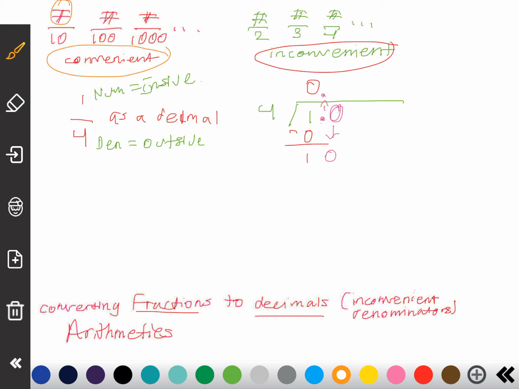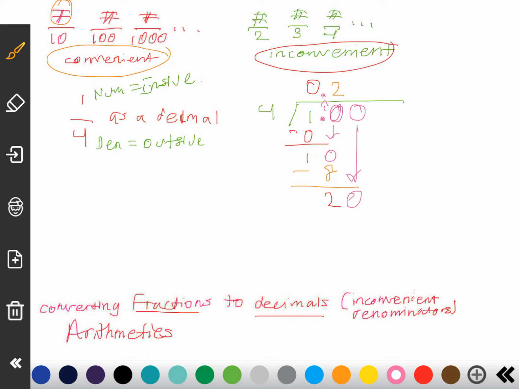4 can go into 10 2 times. 2 times 4 is 8. Subtract 10 with 8, which gives us 2. Now, when it comes to decimals, our goal is to make sure that we don't have a remainder on the division problem. So let's continue with the helping zeros. Put a helping 0 here, bring it down.